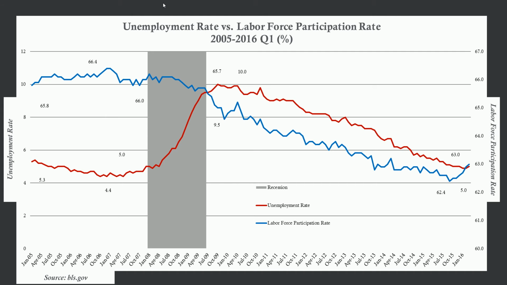The right-hand axis describes something called the labor force participation rate, which was pretty steady before the recession. And then as the recession happened, you can see it slowly went downhill from there. Now, after the recession, you see the unemployment rate and the labor force participation rate are both kind of parallel. They're both going downward, sloped downhill.